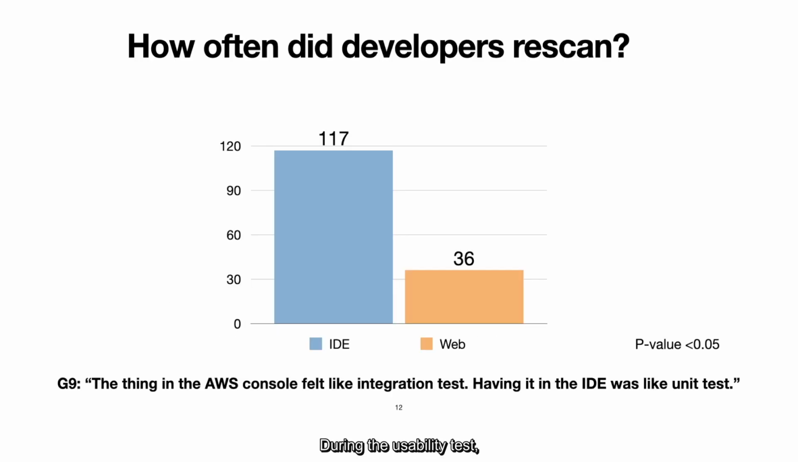During the usability test, developers tended to run the analysis much more often in the IDE than in the web app. As the bar chart shows, in the IDE, they ran the analysis 3 times more often than in the web app. As a participant told us, the scan in the AWS console felt like an integration test. Having it in the IDE was like a unit test. This captures exactly the different perceptions on the workflow developers had when testing different interfaces. They wanted to validate their fixes more often in the IDE.